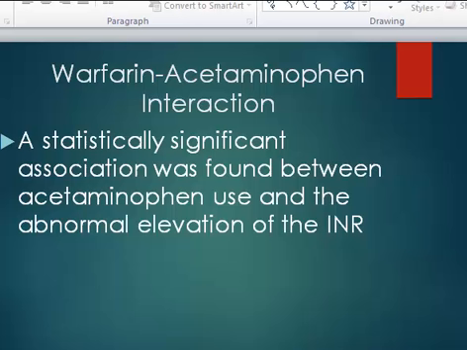And then warfarin and acetaminophen, except for combining it with alcohol, is usually pretty free of drug-drug interactions, although there was a study that did find a statistically significant association between acetaminophen, warfarin, and an abnormal elevation of the INR.